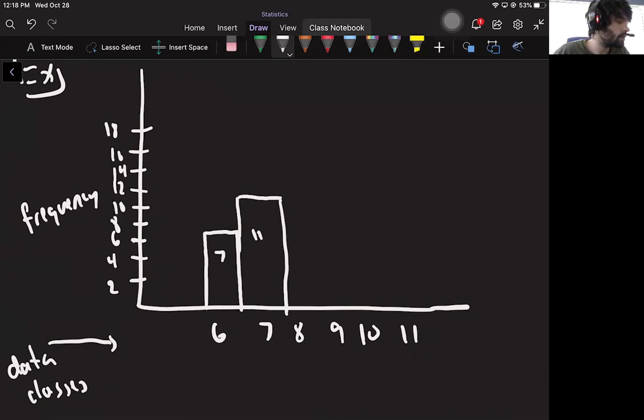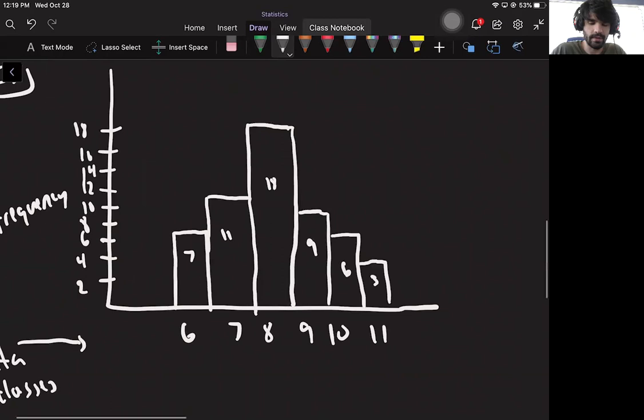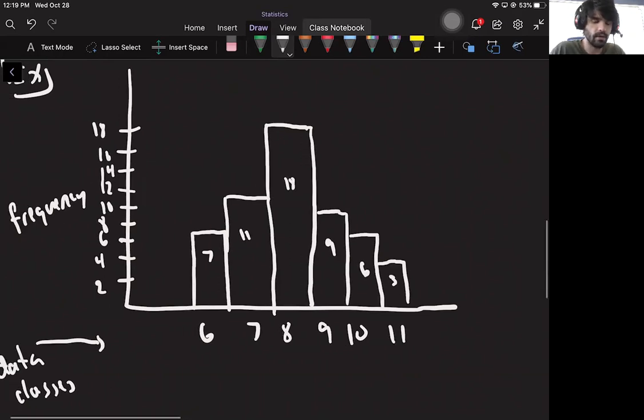Okay, and then how many 8s will there be? Let's go all the way up to 18. So there's 18 of these 8s. How many 9s? Let's do 9 of those. So that's about there. For 10, we'll go down to 6. So that's about right there. And for 11, we'll go down to 3. Normally you wouldn't put these numbers in here, but I'm so bad at drawing that I need to clarify what the height of each rectangle is.